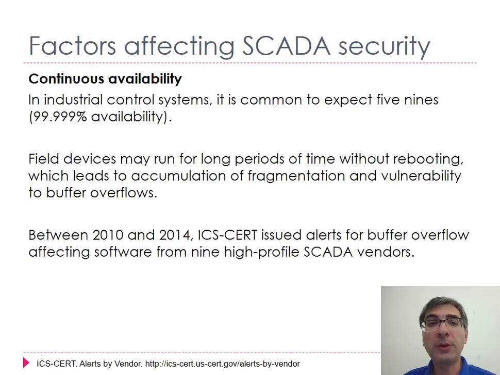In fact, perhaps a more important factor is continuous availability, which is a requirement with almost all industrial control systems. It is common to expect five nines. Five nines means 99.999% availability. That is, that the system is up for 99.999% of the time. And with such an expectation, field devices, any kind of system that is involved in an industrial control system, may run for long periods of time without rebooting.